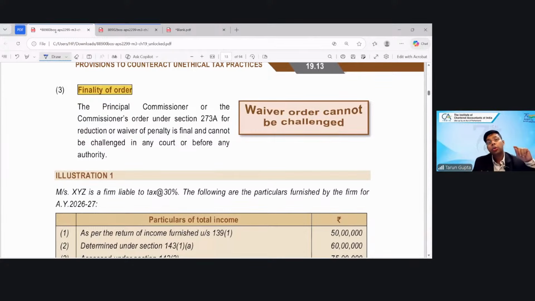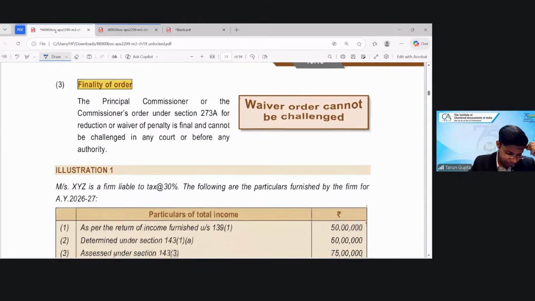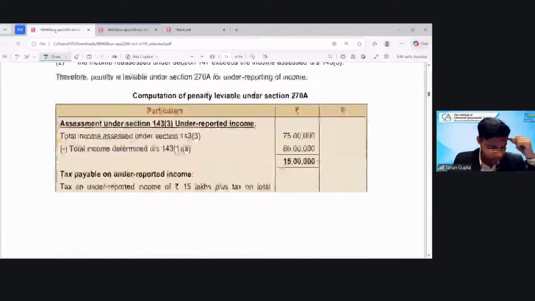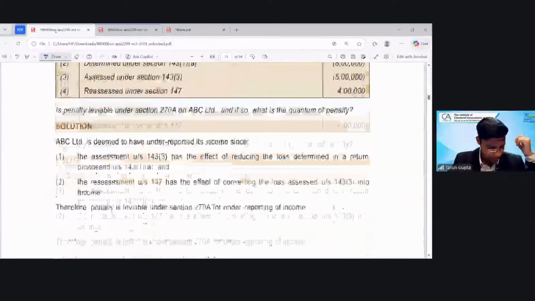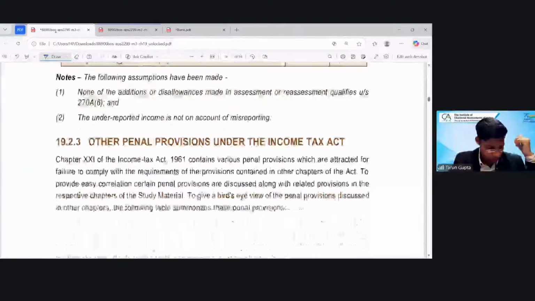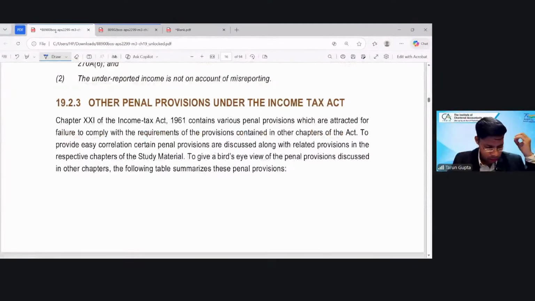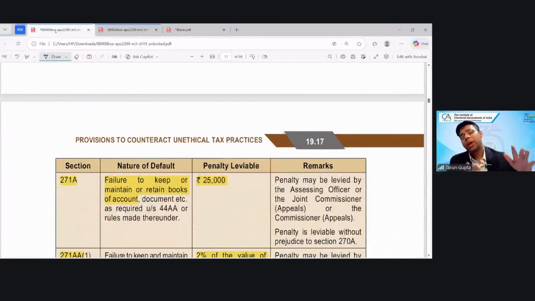The order passed under 273A is a final order. No appeal is allowed against the order of the commissioner under 273A, whether 1 or 4. Of course, you can file a writ petition. Very simple examples. With this, we have completed one set of penalty for concealment of income and underreporting of income.